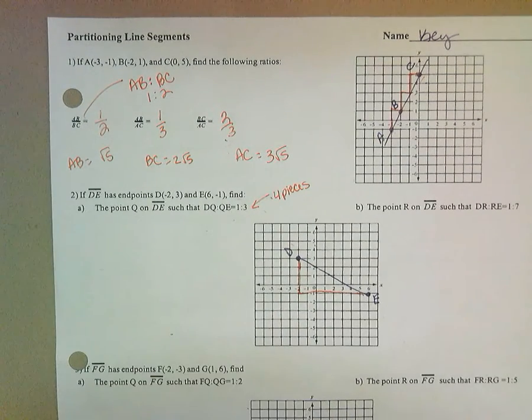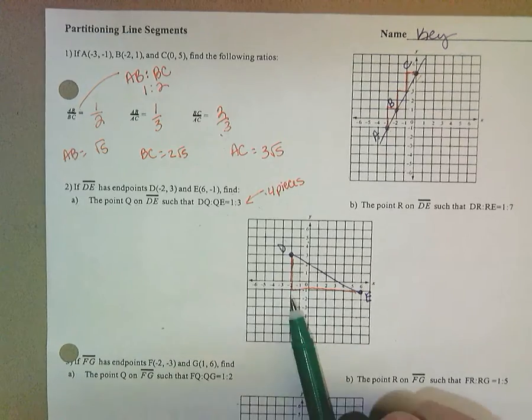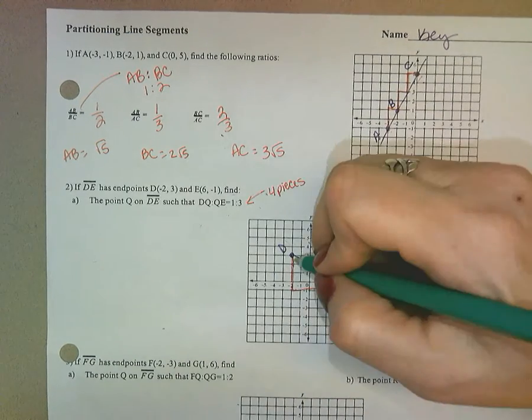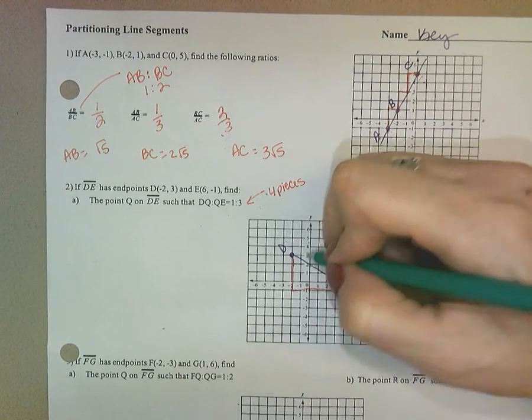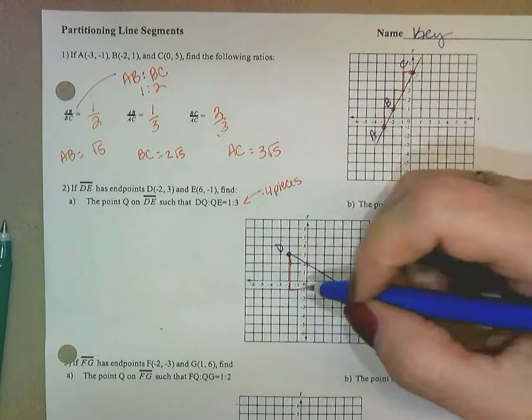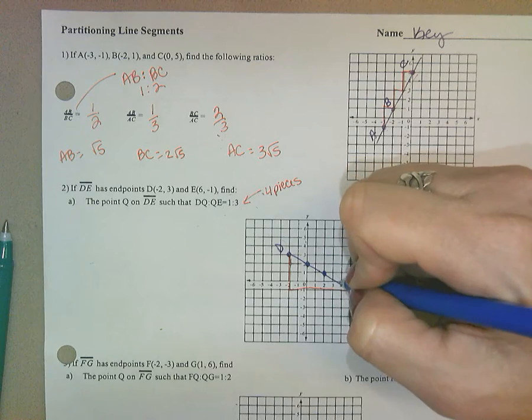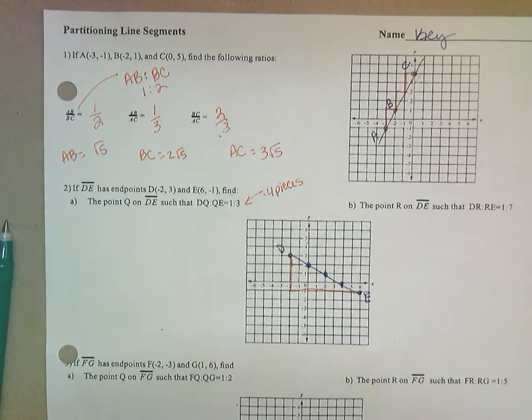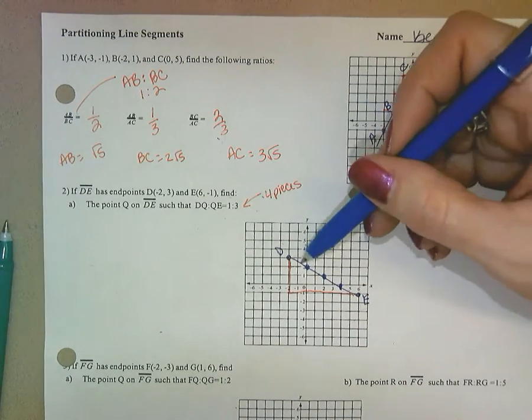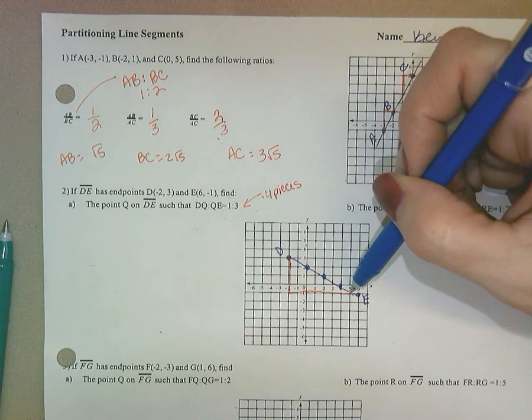Let's use a different color here. I'm going to go down 1. And if this is 8 across, I'm going to go 2 over. So down 1, 2 over. Boom. Oh, that pen's not working. Down 1, 2 over. Down 1, 2 over, down 1, 2 over, okay? That divides it into 1, 2, 3, 4 equal pieces.